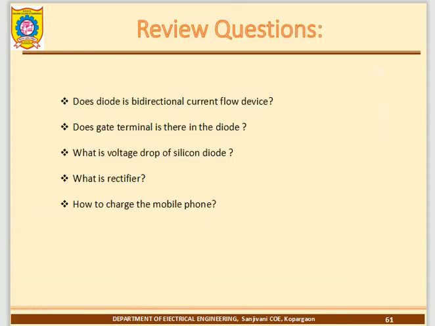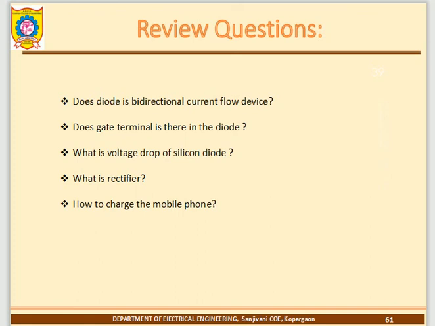Come to the review questions. First question: is the diode a bidirectional current flow device? No, it is a unidirectional current flow device. It looks like an arrow mark. It is unidirectional, anode to cathode.